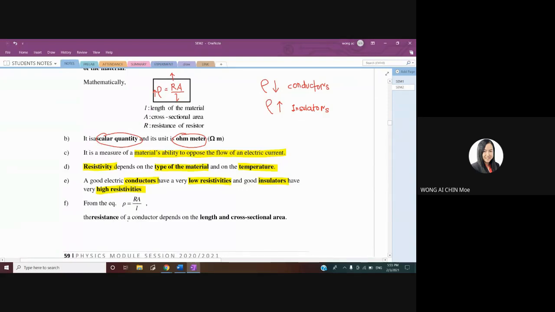Therefore, the resistance of the conductor depends on the length and also the cross-sectional area. Meaning that if you want a high resistance, your area must be smaller, but your length must be longer.